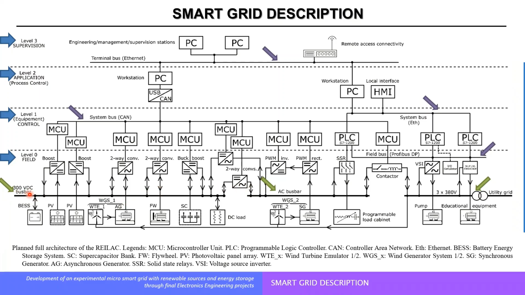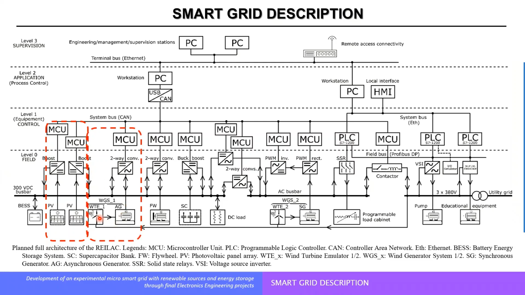And from the point of view of the electrical topology, we have a 300 volt DC bar on the bottom left here. We have in the center an AC bar, and then on the right we have a 380 volt three-phase AC grid, which is connected to the utility grid. And from the point of view of the equipment here, we have a photovoltaic panel array with boost converters.